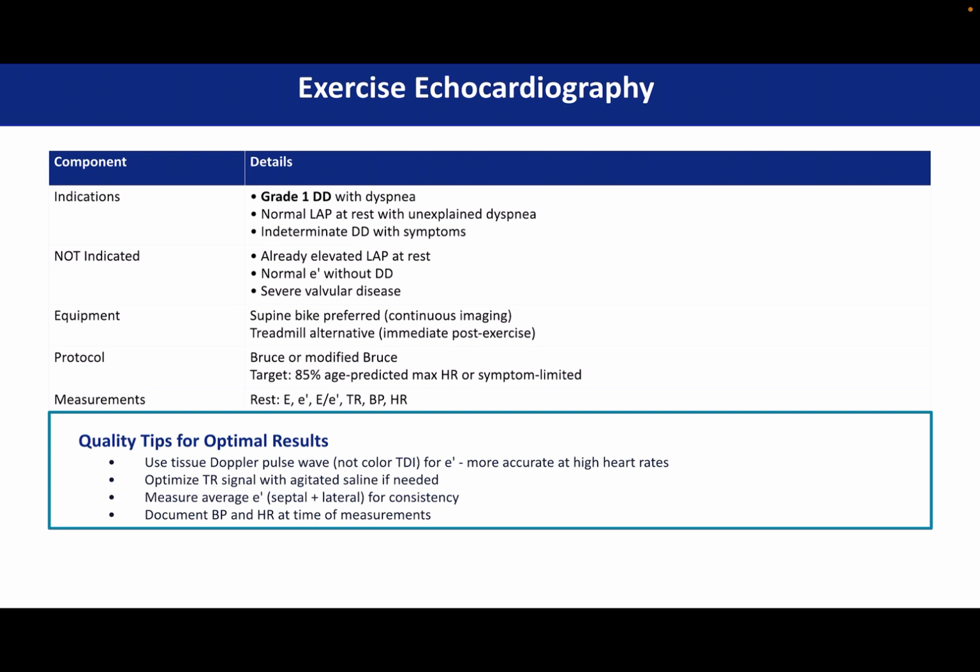Protocol. Supine bicycle is preferred, as it allows continuous imaging during exercise. Bruce or modified Bruce protocol to symptom limitation or 85% of maximum predicted heart rate. Measure E prime, E to E prime and TR velocity at rest and at peak exercise. On treadmill, acquire images within 60 seconds of stopping.